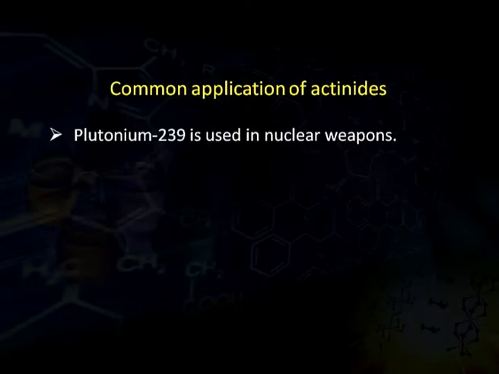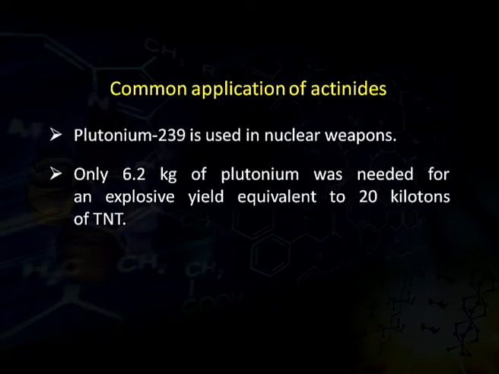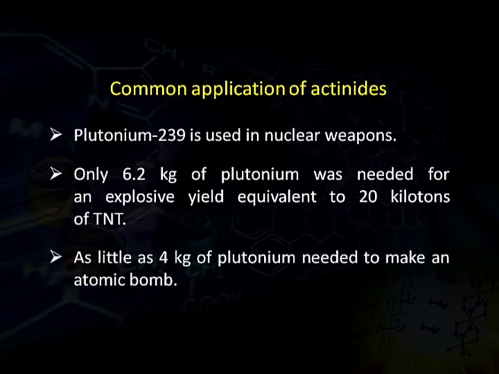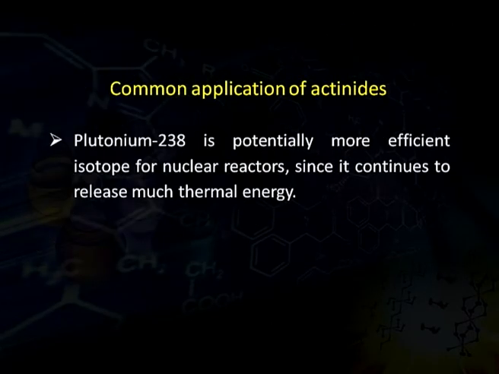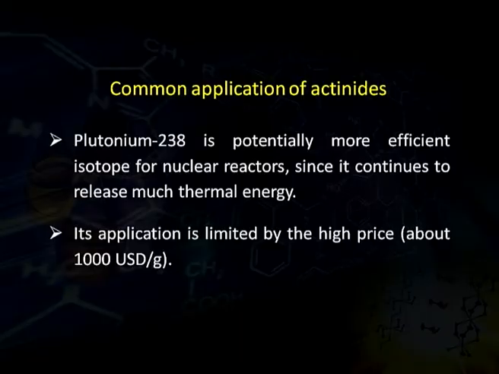Plutonium 239 is used in nuclear weapons. Only 6.2 kg of plutonium was needed for an explosive which yields the equivalent of 20 kilotons of TNT. As little as 4 kg of plutonium is needed to make an atomic bomb. Plutonium 238 is a potentially more efficient isotope for nuclear reactors, since it continues to release a large amount of thermal energy. Its application is limited due to its high cost, about $1000 per gram.